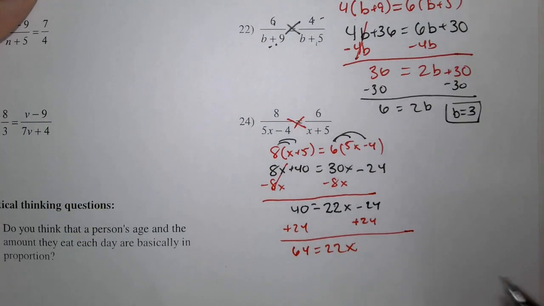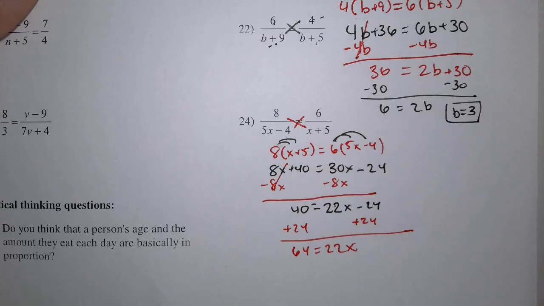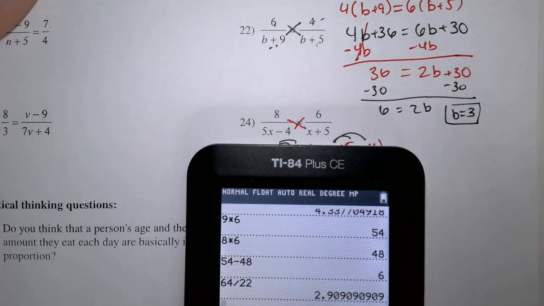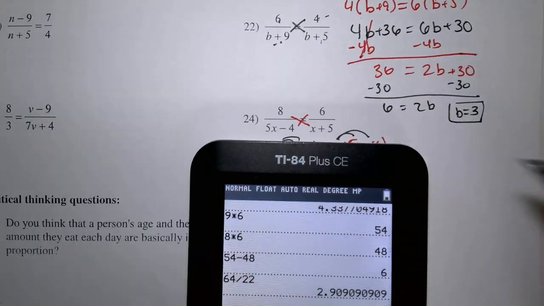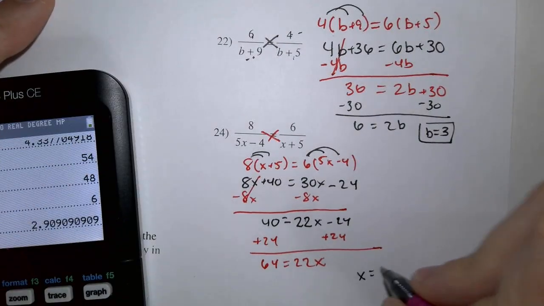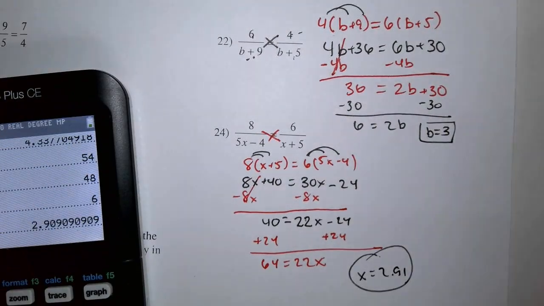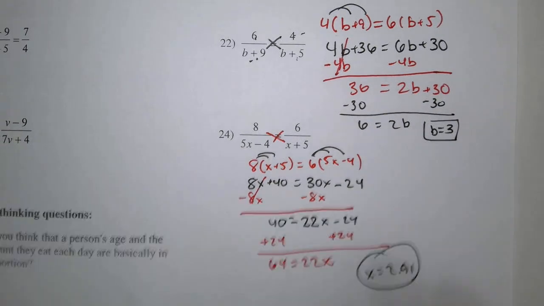So, does 64 divide by 22? No, it does not. Not to my knowledge. 64 divided by 22 is 2.9, 2.91 if we want to round. So we get x is equal to 2.91 unless we made a mistake. And mistakes just prove you're trying.